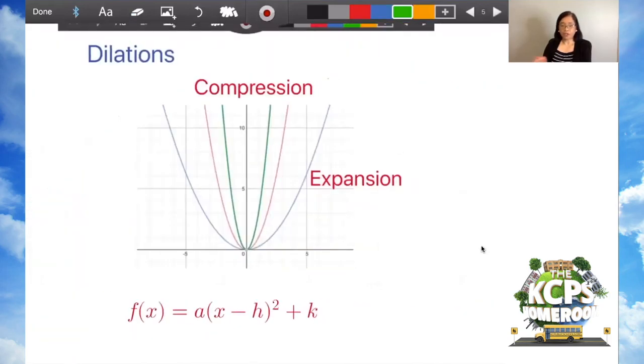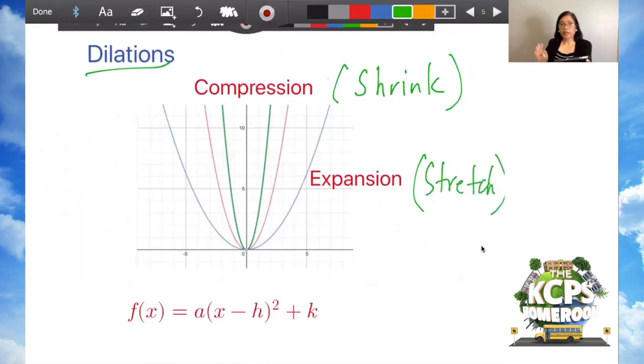Then we now have dilations. So when we talk about dilations, we're talking about compression or shrink. You compress the graph, or the graph moves closer to the y-axis. And when we talk about expansion, we're talking about the stretch. That means the graph widens, or it moves away from the y-axis. Which of these parameters will affect the dilation? Will it shrink, or which value will now change the graph, expand or shrink the graph?